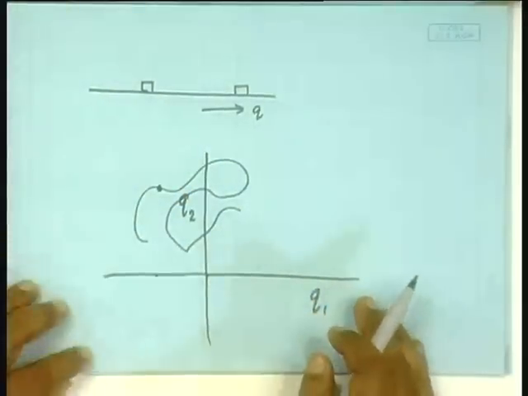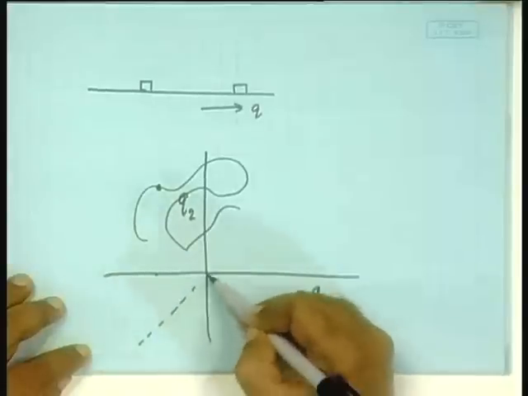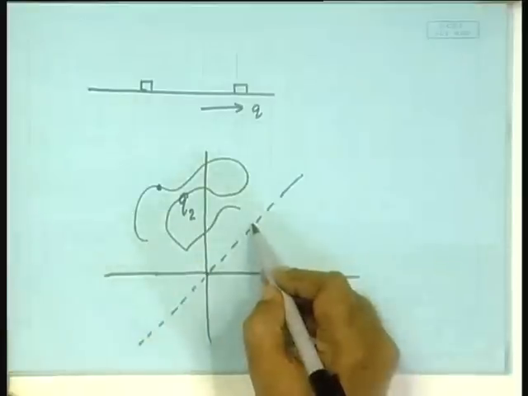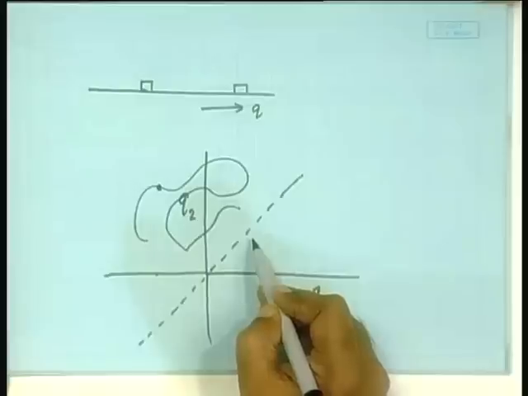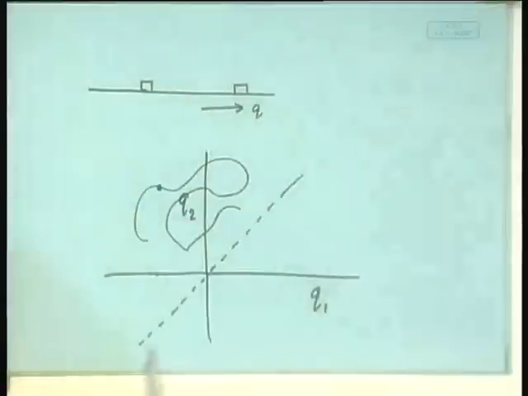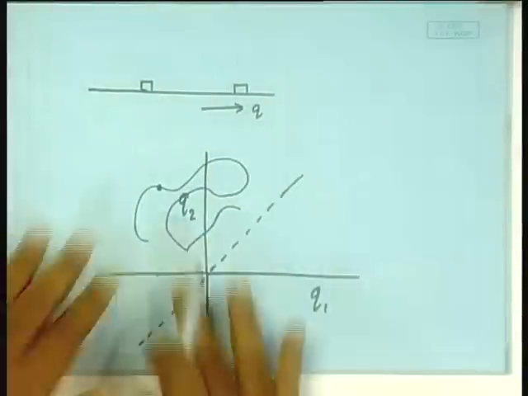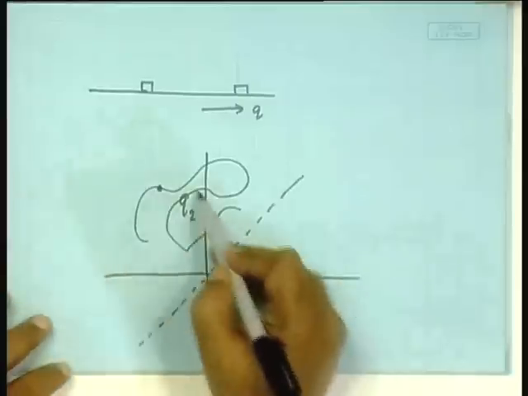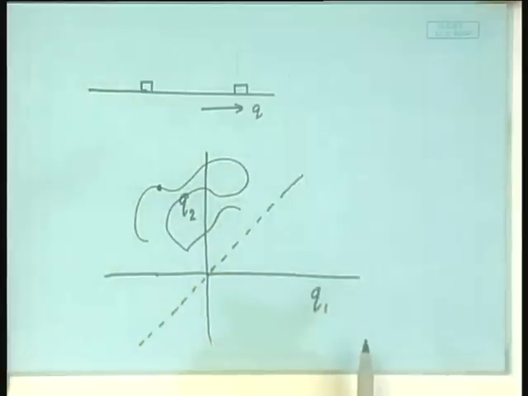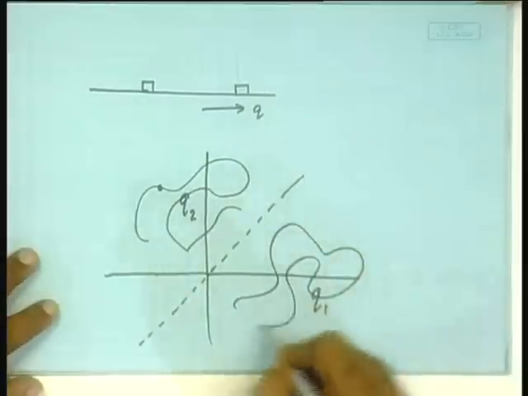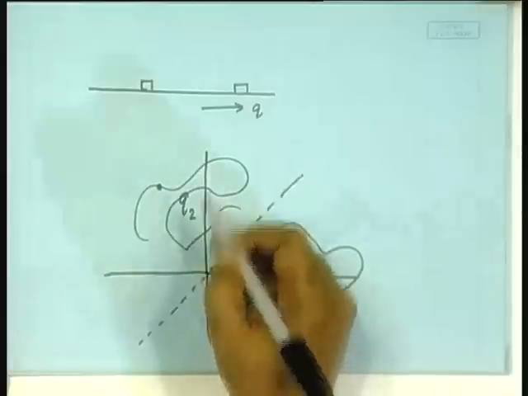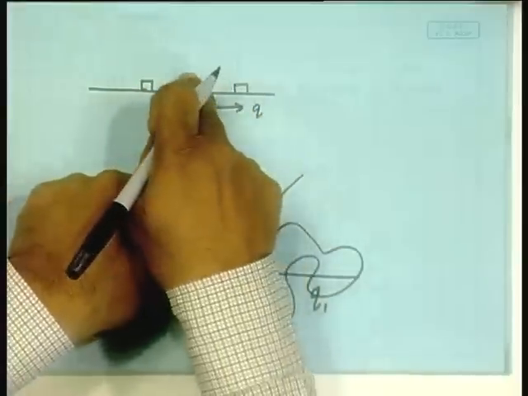Now, notice this line then becomes a forbidden line. This line means what? Q1 and Q2 are the same, the 45 degree line. Q1 and Q2 being the same is a forbidden state, they cannot take the same position, which means that in the configuration space, this configuration point can either wander on this side or on this side, but cannot cross. So, it can go like this, no problem, fine, but it cannot cross, because crossing would mean that at some point of time the two occupy the same position.